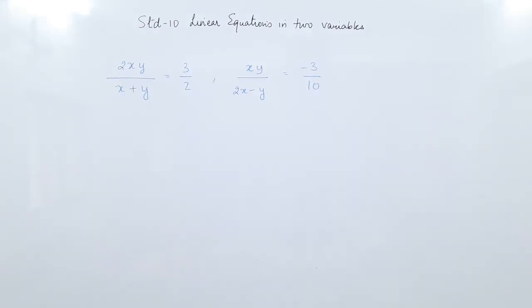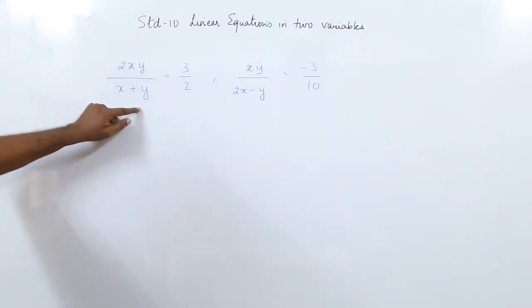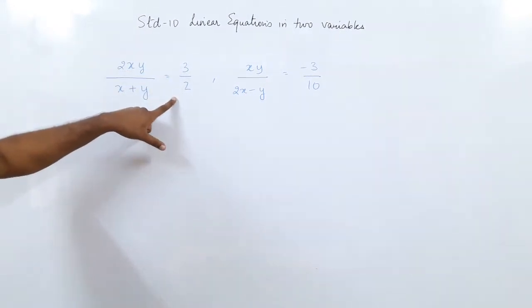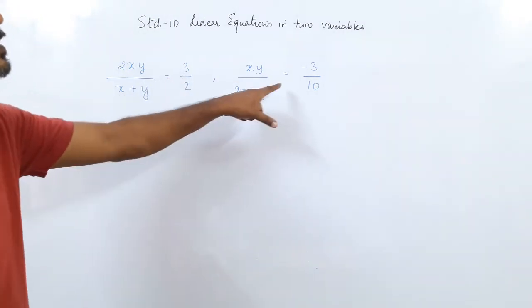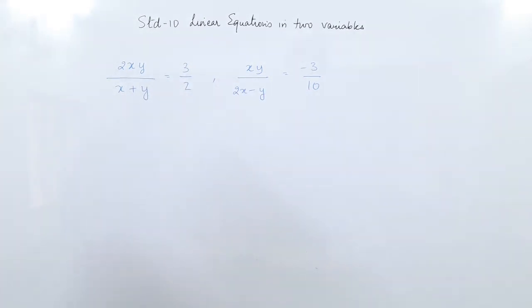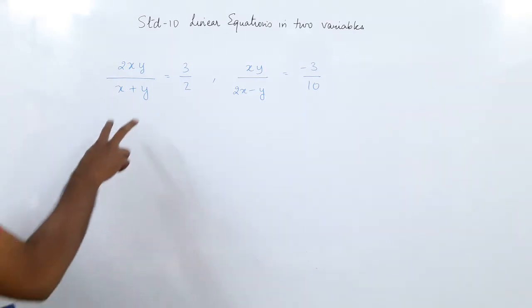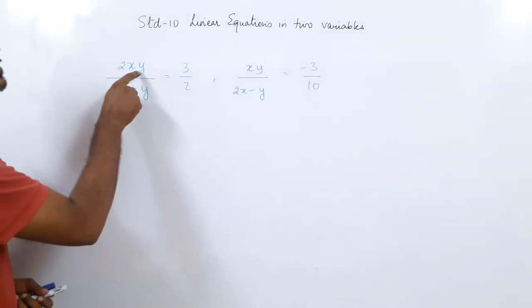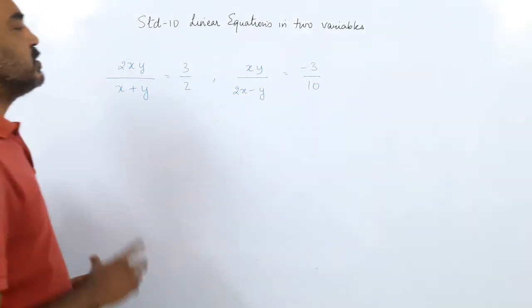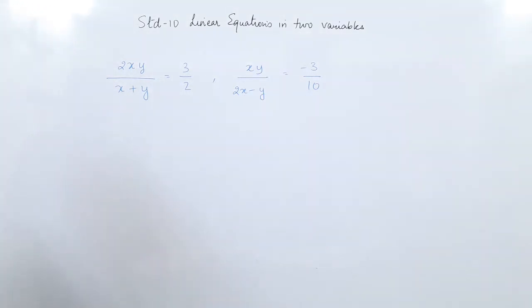As you can see now, this is another type of sum. 2xy upon x plus y equal to 3 upon 2, xy upon 2x minus y equal to minus 3 upon 10. Now how will we solve this equation? Here we have got x plus y, but here we have got x into y. So you can see this is one more type of sum. So we have to think of a method to solve this sum, how to get it into the reducible form. Once we reach the reducible form, from there we can solve the equation, but we have to find out how to reach it.